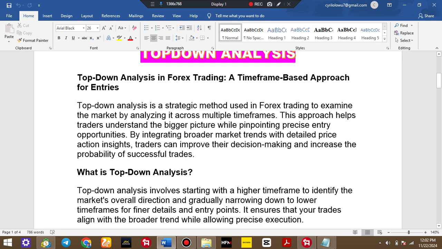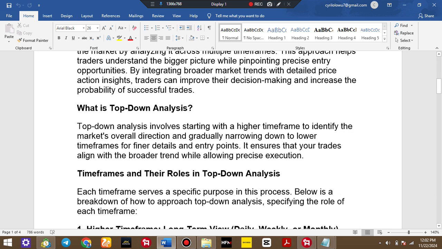So with top-down analysis, it helps you to know the area where the price is going to. It helps you to know when and how to approach the market, either to join the trend or to wait for a reversal. Exactly. Now, what is top-down analysis?